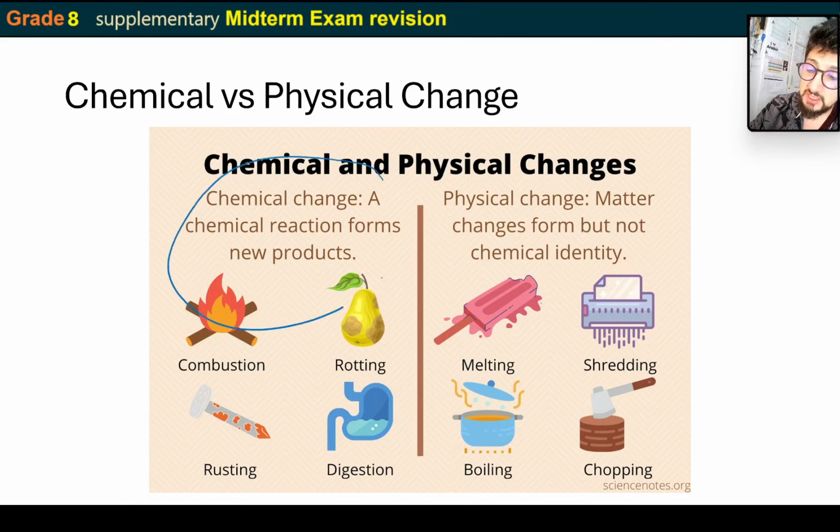With a chemical change, a new substance is made. So for example, when you're baking bread, you cannot get the dough back. You've now made a new substance. When you're grilling a steak, you can't get the meat back. When you're burning wood, you've now made a new substance, ash. You can't get the wood back. Rusting is an example of a chemical change. Digestion is an example of a chemical change. So all of these are chemical changes because you've made a new substance. When a new substance is made, it's a chemical change. When no new substance is made, it's a physical change.